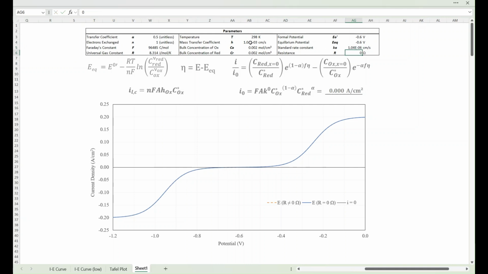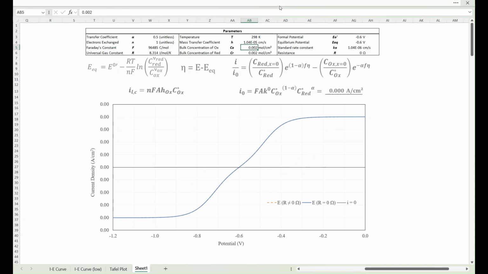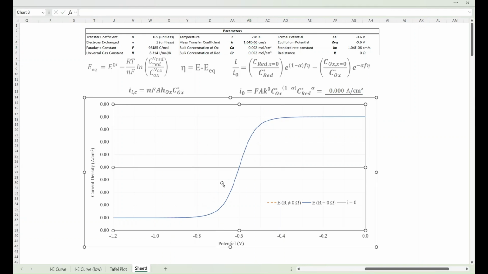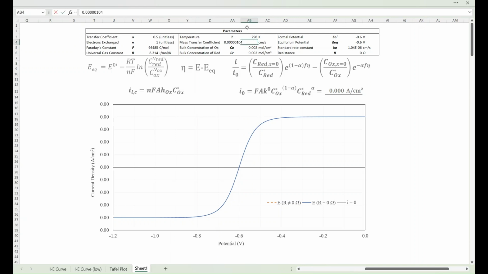So if I decrease my mass transfer coefficient by a couple orders of magnitude like I just did with the K naught, I should approach back to, and you can see when they're both on the same order of magnitude that we get this S curve. We can't quite see what the magnitude is because the rounding here is too small. So let's go back to 10 to the minus 3, and we can see that it's 0.2 and negative 0.2.